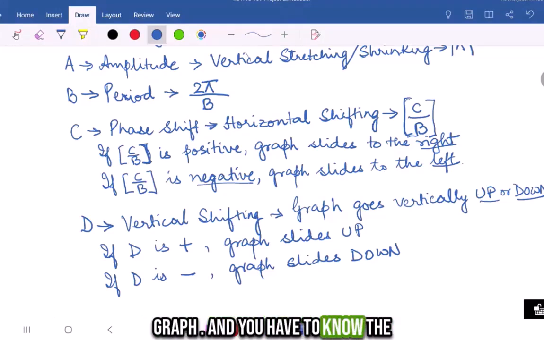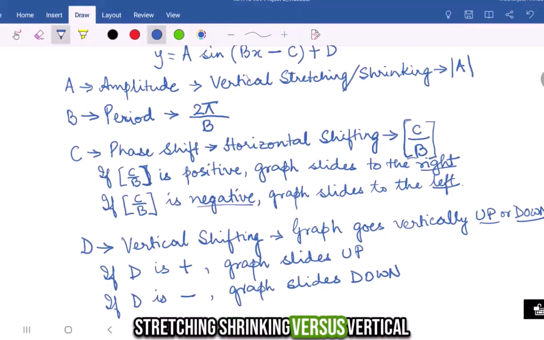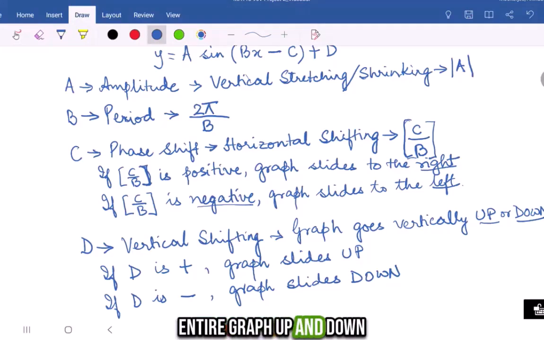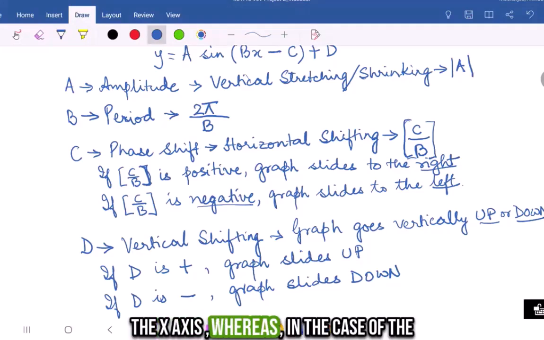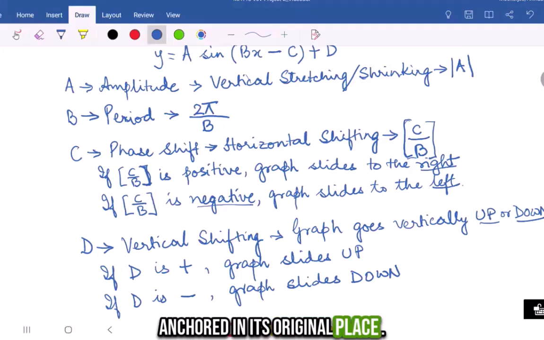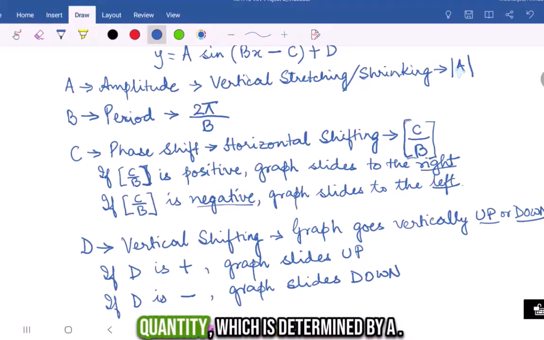And you have to know the difference between vertical stretching, shrinking versus vertical shifting. Vertical shifting slides the entire graph up and down, whereas in the case of stretching and shrinking, the graph is anchored in its original place. However, the points get stretched by a quantity which is determined by A.